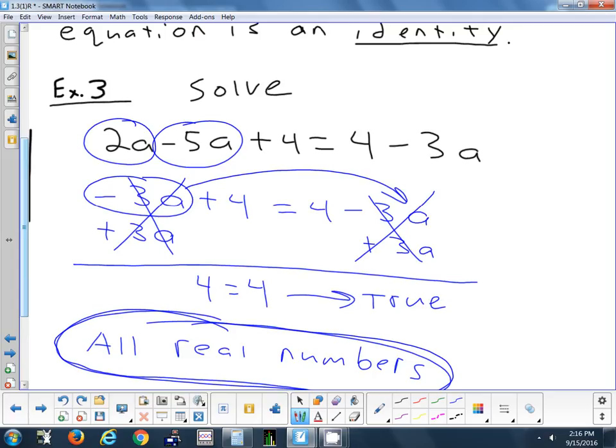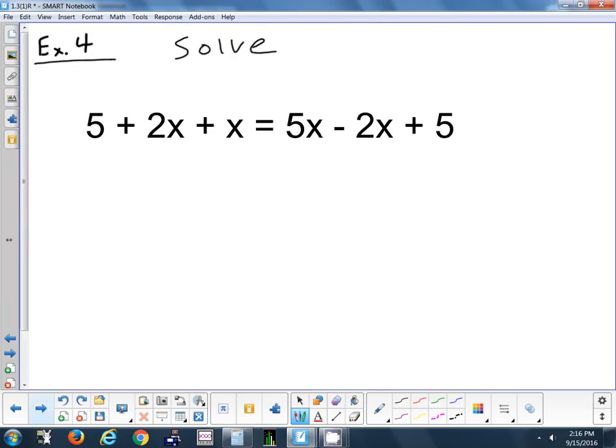Question on example 3. Okay, so how many did I say there would be of that type on the test? Yeah, just one. There's going to be one problem that comes out all real numbers.